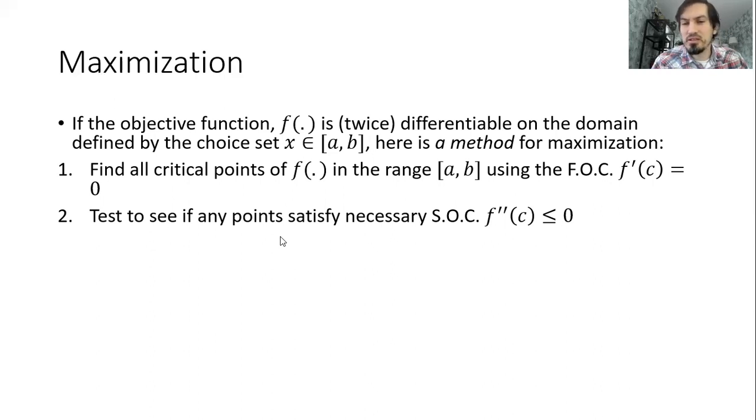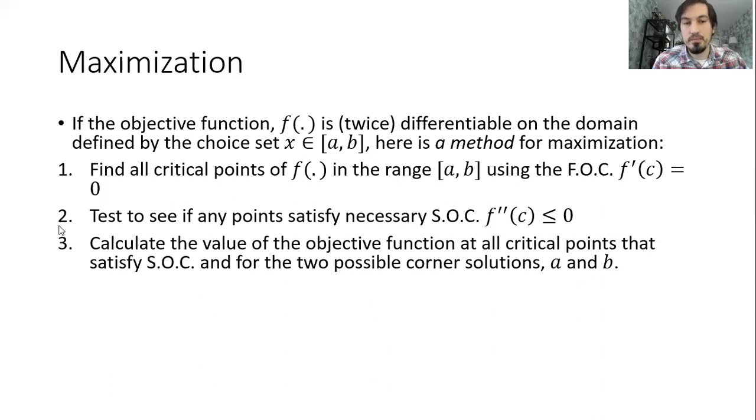What you say, why not use the sufficient? Well, the sufficient would be a nice way to prove that it is a local max. But right now I'm just giving you a method for maximization. And in this particular method, you don't have to prove that something is a local max. Rather, you're just trying to see what could be a max. And the things that could be a max are things that satisfy the necessary second order condition.